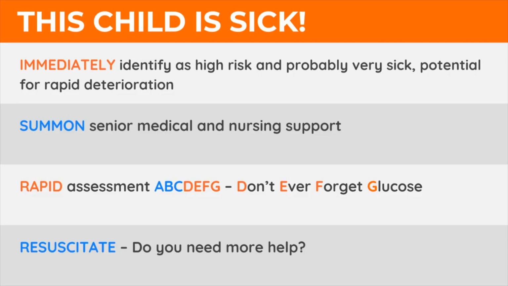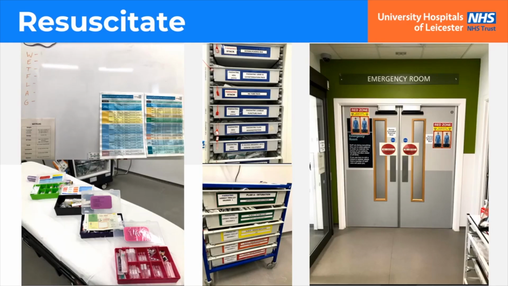We initiate a rapid assessment, prioritizing A, B, C, and then D, E, F, G, don't ever forget glucose. And as we find issues, we initiate resuscitation, all the time thinking, do you need more help? In terms of resuscitation, these scenarios can be stressful, and it's easy to forget that we are surrounded by helpful people and helpful equipment. Everything that you need to resuscitate this baby is around you in the HDU spaces, and you are only a few steps away from the emergency room.